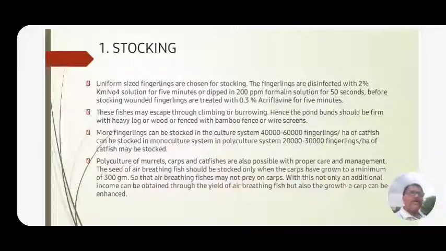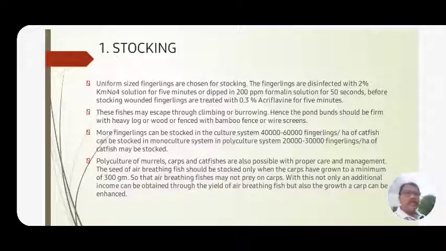After acriflavin is used, these fingerlings and fry are treated, and then stocked in the stocking ponds. After stocking, these fishes may escape through climbing or burrowing. Hence, the pond bunds should be firm with heavy logs or wood, or fenced with bamboo fence or wire screen. These air breathing fishes can live out of water.